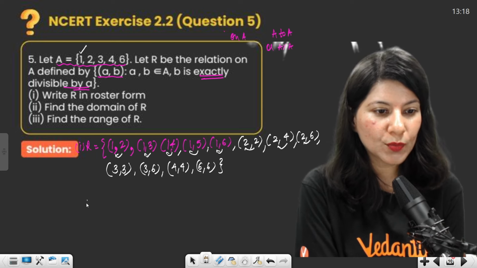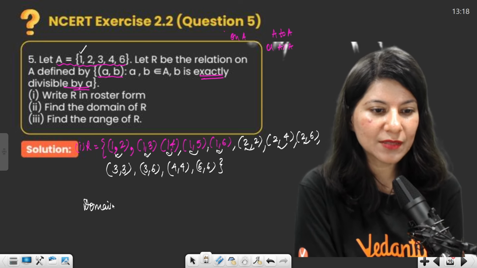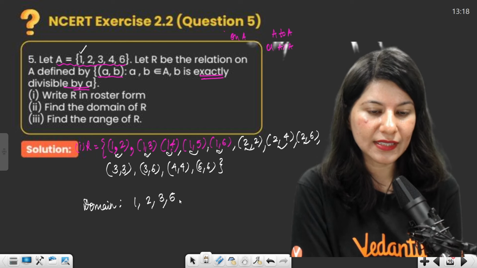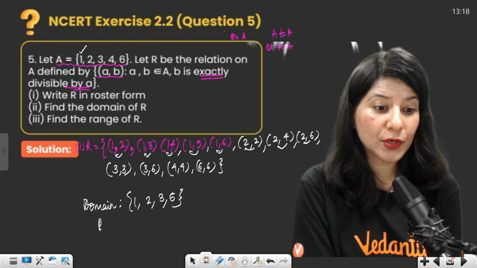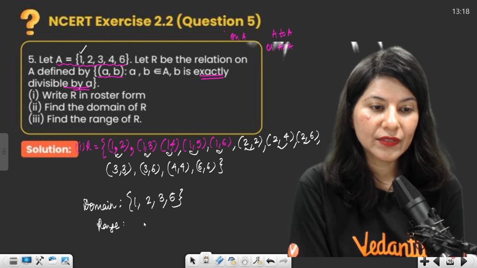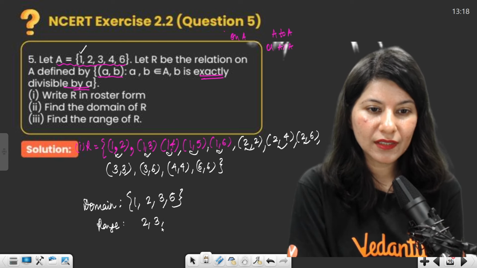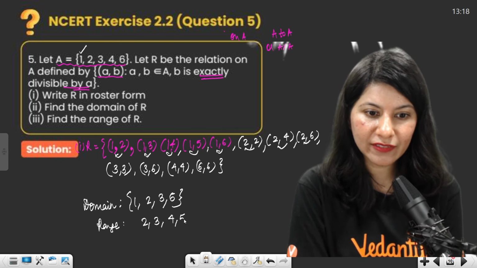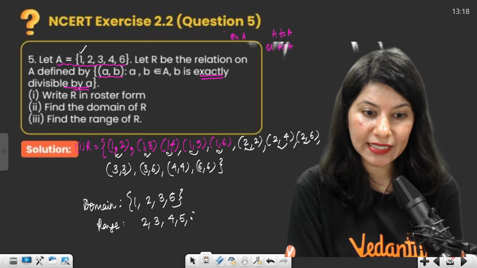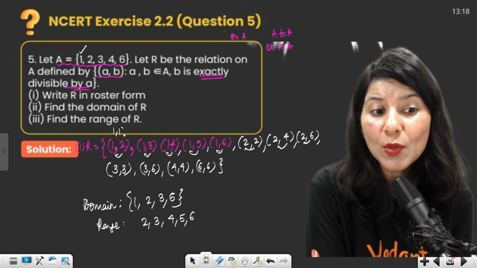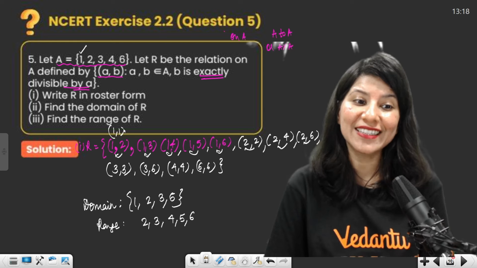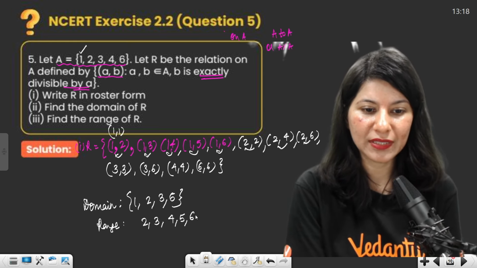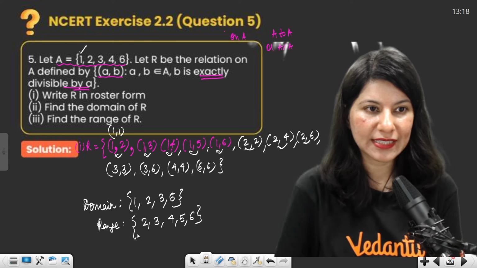Okay, so now domain, just tell me. All the first elements, right? Domain will be 1, 2, 3, and 6. These are the domain. What about the range? Range will be 2, 3, 4, 5, 6. And let's not forget 1, it will also be here, right? So let's not forget 1. 2, 3, 4, 5, 6. That's it.